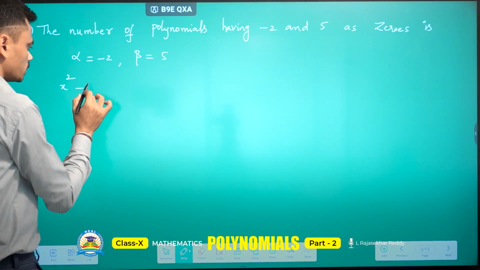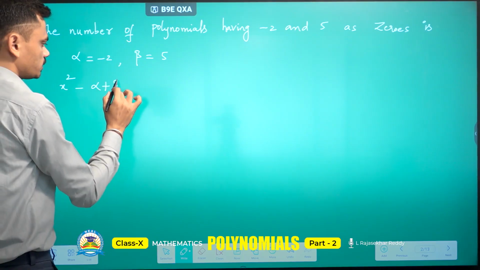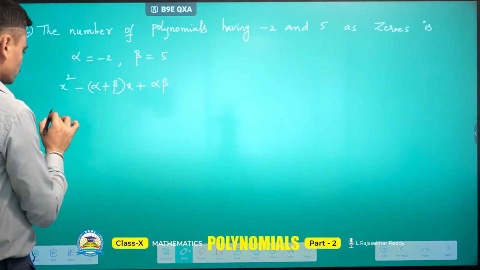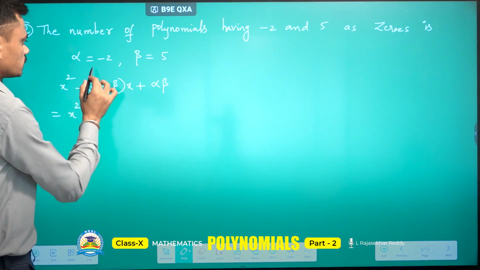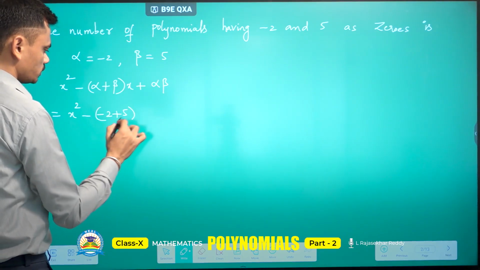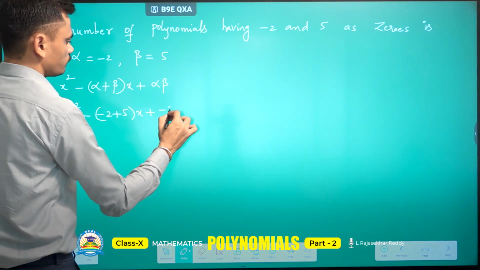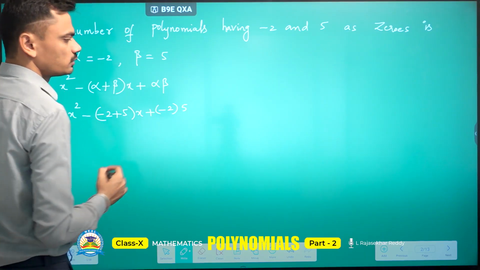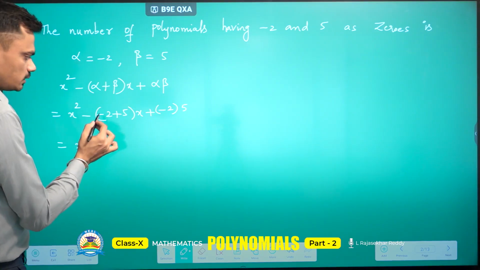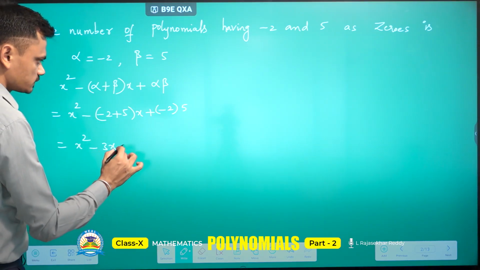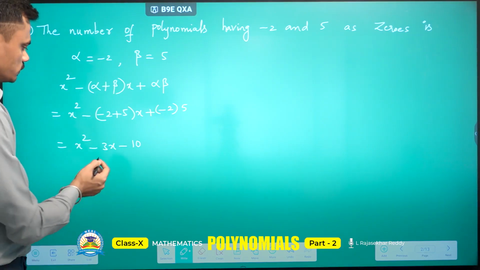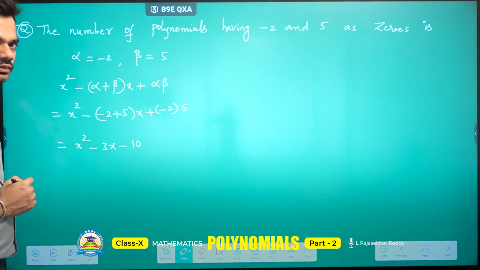x² - (alpha + beta) x + alpha beta. x² - (-2 + 5) x + (-2)(5). x² - 3x - 10, since 5 - 2 is 3 and -2 into 5 is -10. So here we have written one quadratic polynomial.